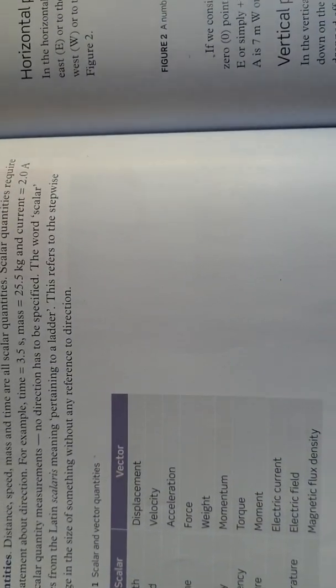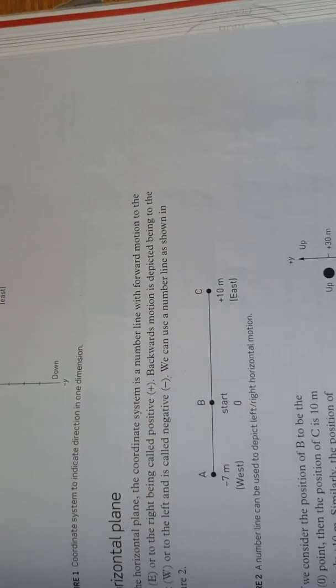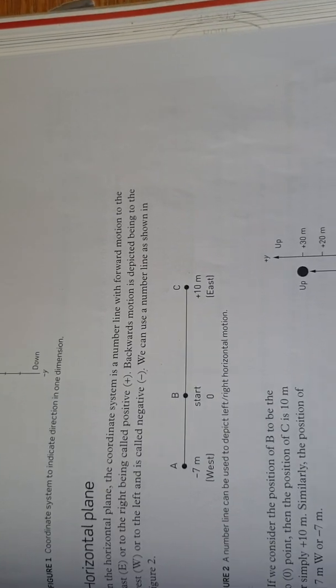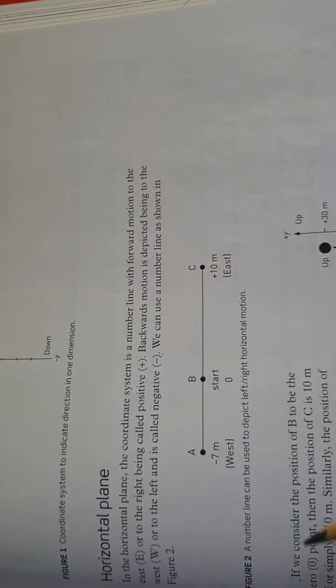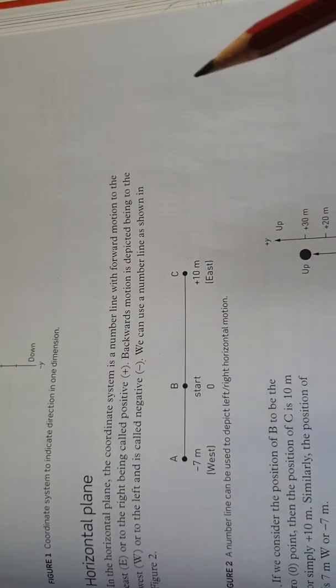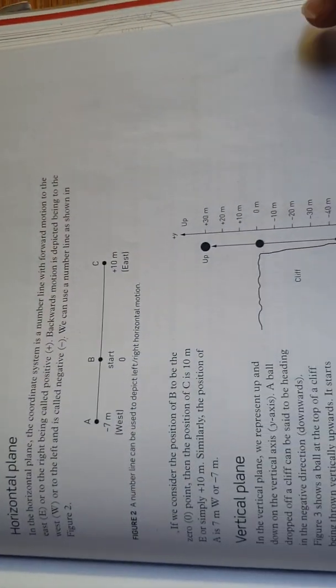So then they've gone through here some different ways that you can represent directions. In year 11, you only have to work in a straight line. So it'll be east, west, north, south, left, right, up, down. You don't have to worry too much about all these other directions just for the moment.